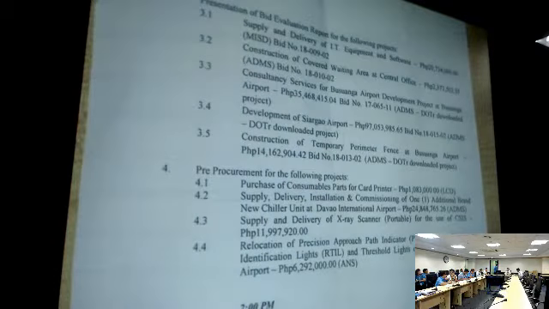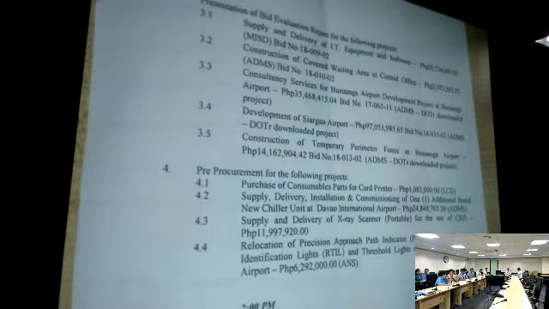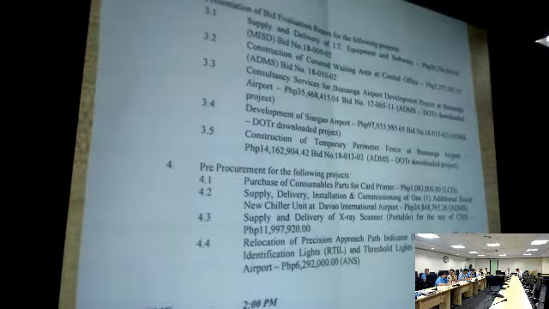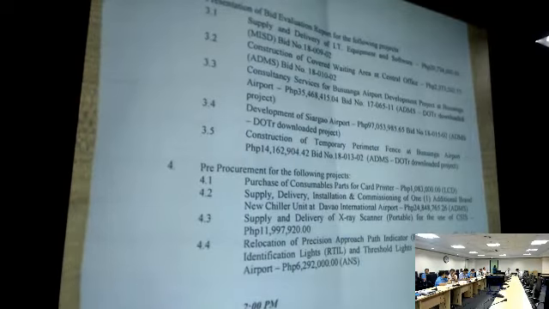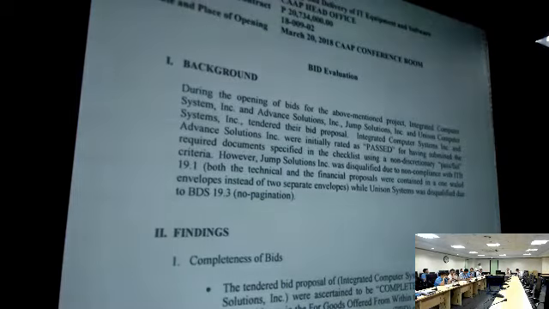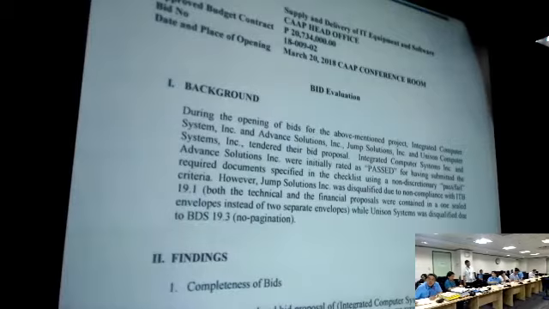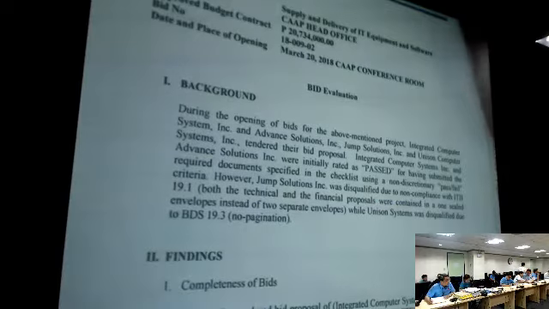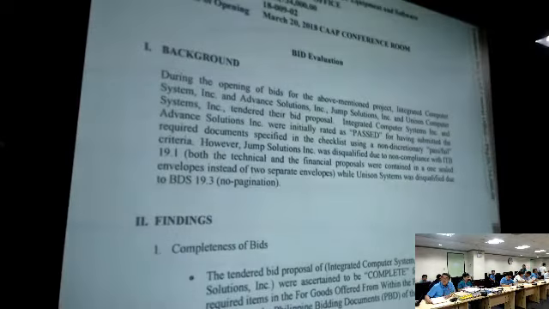Okay, we go to item 3, presentation of the evaluation report on the following project. So we have item 3.1. This will present the bid evaluation for the supply and delivery of IT equipment and software here at the CAAP head office. So this is the background during the opening of bids for the above-mentioned project.